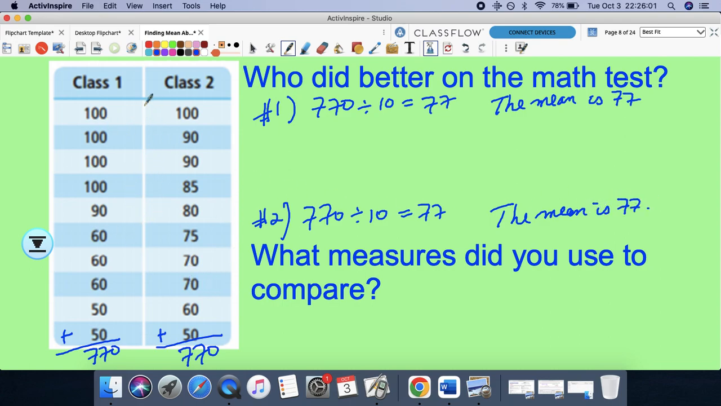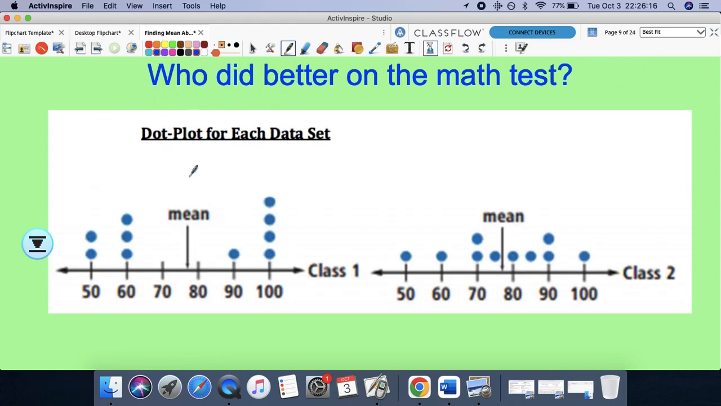So again, these are 2 classes. They took a test. This is the results for class 1, and this is the results for class 2. So who do you think did better on the test? Class 1 or class 2? We know the mean is 77, right? Here's the mean, 77 for class 1, and for class 2, again, here's the mean, 77.